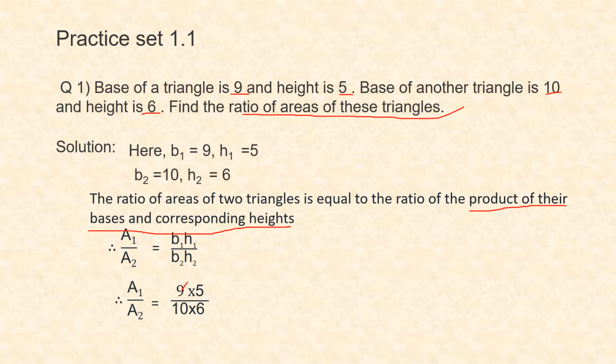Here 3 3s are 9, 3 2s are 6, 5 1s are 5, 5 2s are 10. Therefore, 3 into 1 is 3 and 2 into 2 is 4. The answer is 3 is to 4, or 3 upon 4.